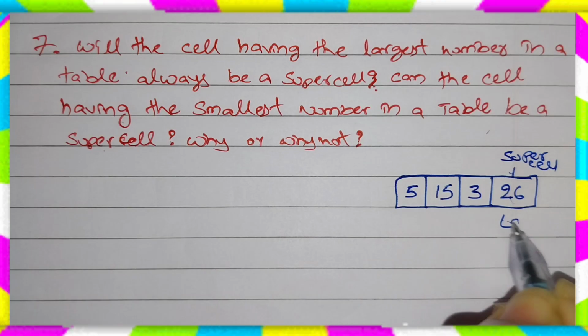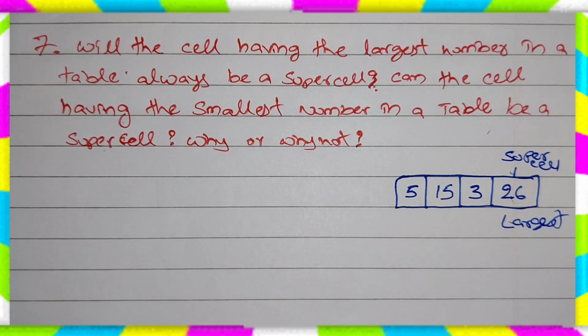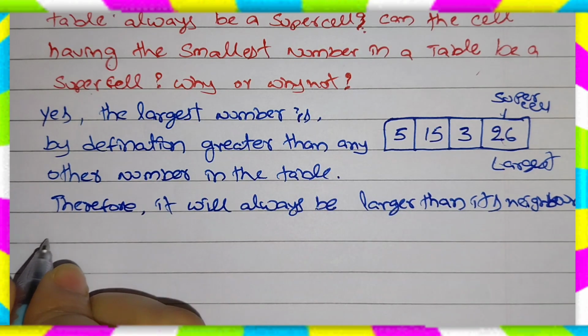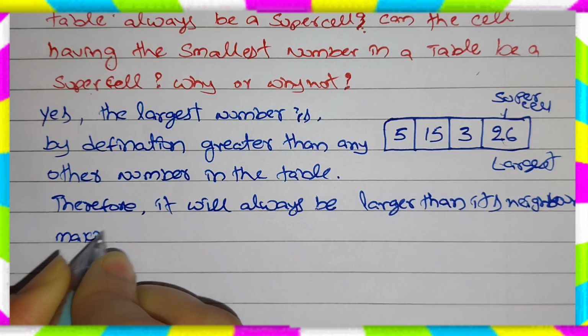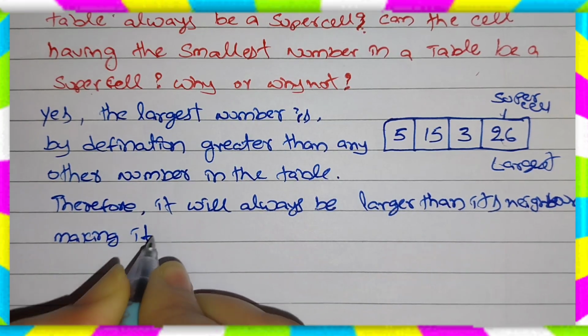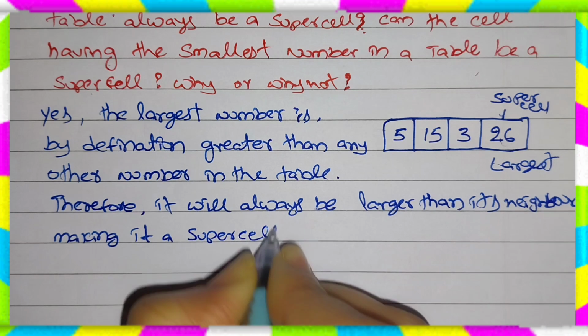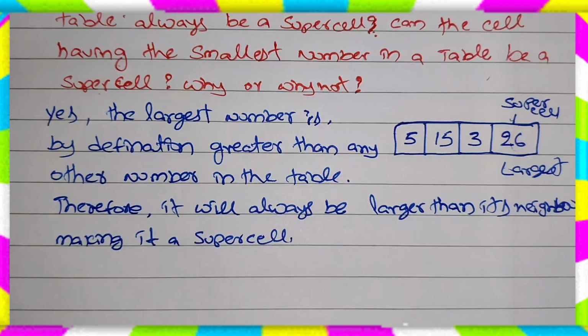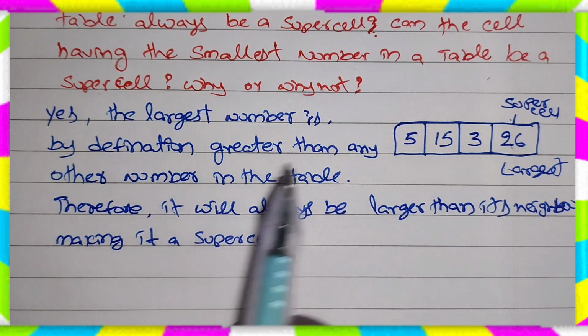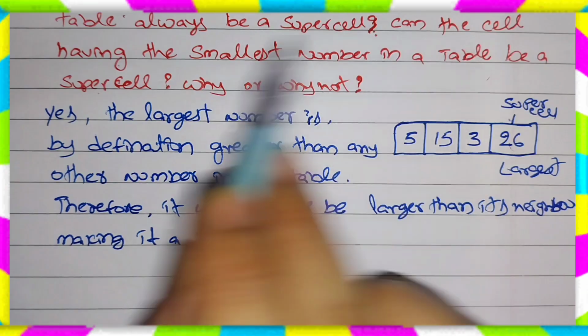If you see here, I have written the numbers 5, 15, 3 and 26. 26 is the largest number and that is a supercell. Yes, the largest number is by definition greater than any other number in the table. Therefore, it will always be larger than its neighbors, making it a supercell.